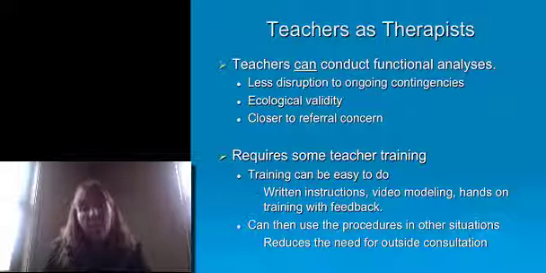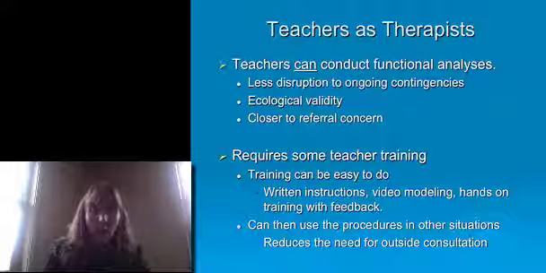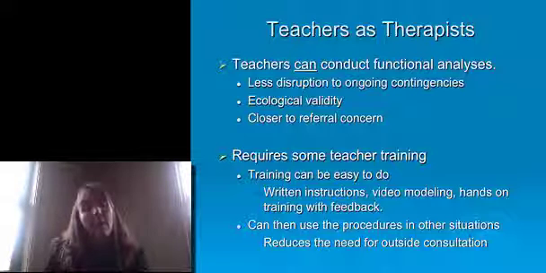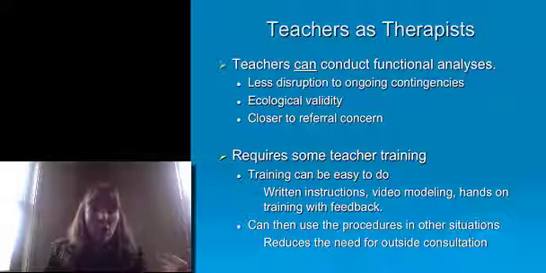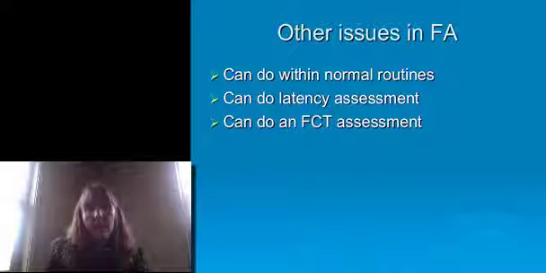And teachers have been shown to be able to conduct functional analyses, and it's much less disruptive to the child's overall education if we do that. It has possibly better ecological validity because these are people in their real world settings, and it's closer to the referral concern. It's even better if we could do it in the classrooms. But it does require some teacher training. Same kinds of things we know about training in other contexts: written instructions, video modeling, hands-on training with feedback. And maybe if we taught more teachers to do these things, we would need outside consultants less.